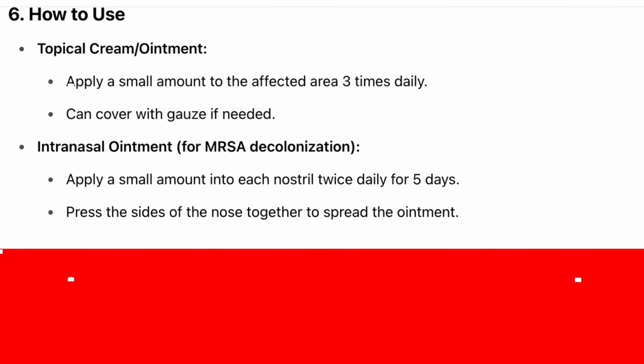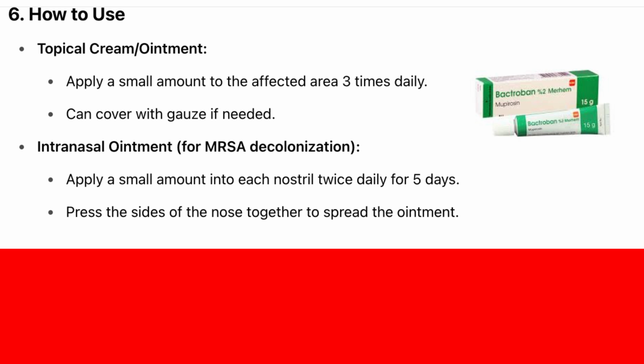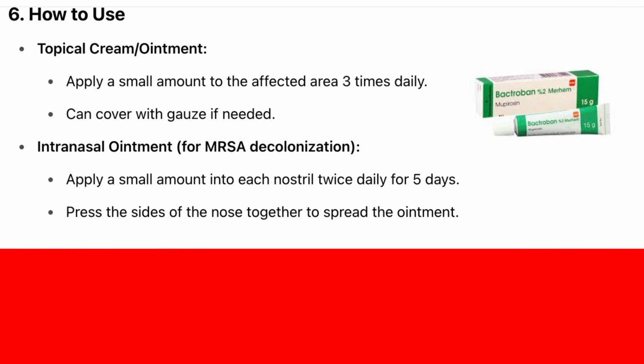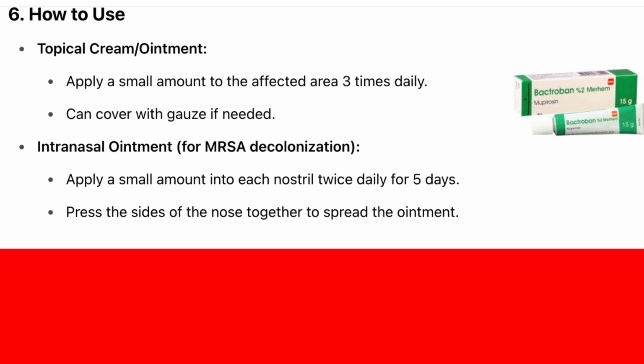6. How to use. Topical cream or ointment: apply a small amount to the affected area 3 times daily. Can cover with gauze if needed. Intranasal ointment for MRSA decolonization: apply a small amount into each nostril twice daily for 5 days. Press the sides of the nose together to spread the ointment.